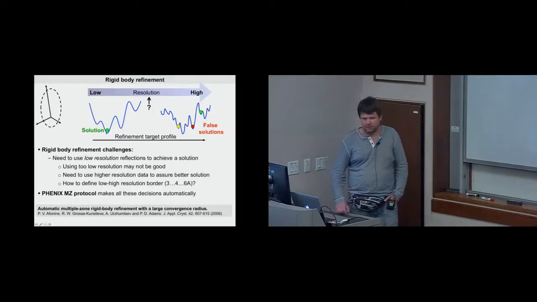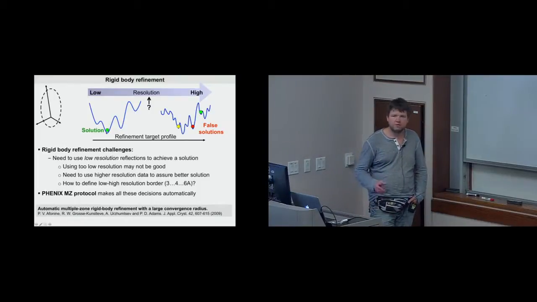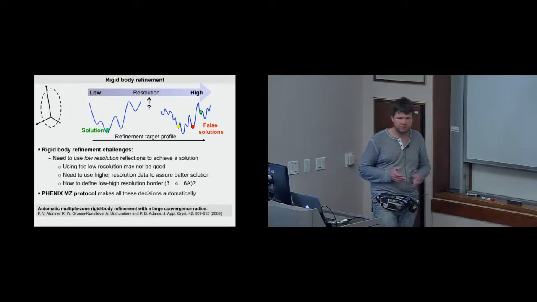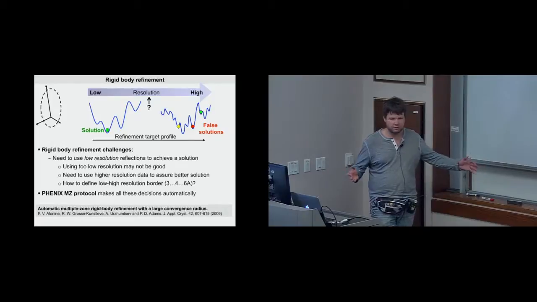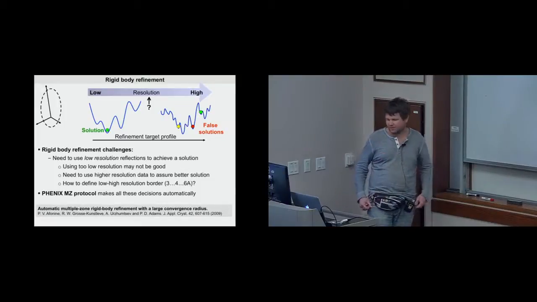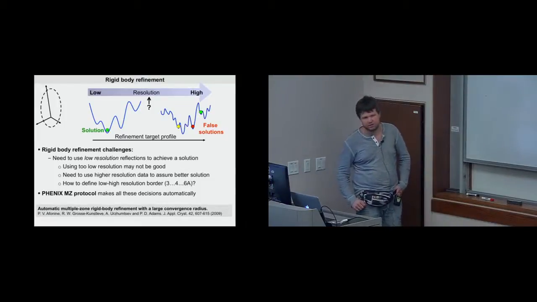So what's good about our rigid body algorithm? In the traditional way of doing rigid body, you basically need to cut the data resolution at some point. If you have 1.5 angstrom resolution data, you don't want to use all reflections to do rigid body refinement. You want to cut them somewhere like 3, 4, 5, and depending on where you cut, that will affect the convergence radius of refinement. So basically, you never know where to cut. So it's a difficult problem. Basically, you solve it by trial and error.